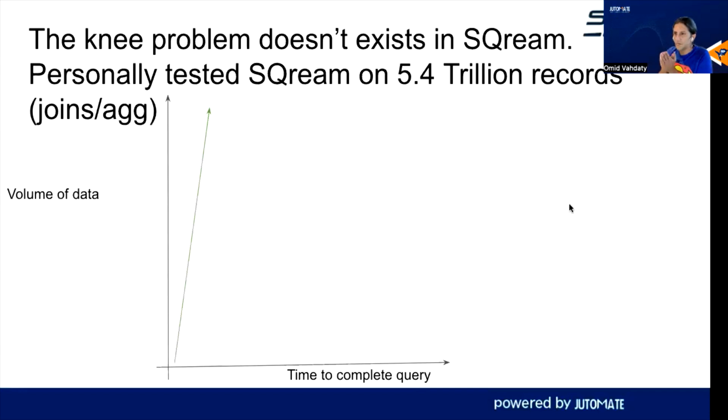In terms of the knee problem, if you remember, all the solutions have an inflection point where everything becomes much slower to a point where it fails and is unable to proceed. I personally tested SQream for a customer on 5.4 trillion records, which is an order of magnitude more than anything any other technology can handle easily. I'm talking about insert and then run your queries without tuning, without massaging the data, without ETL. Simple insert and select, and it works.